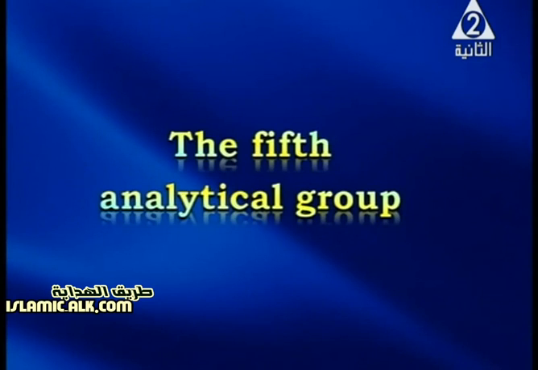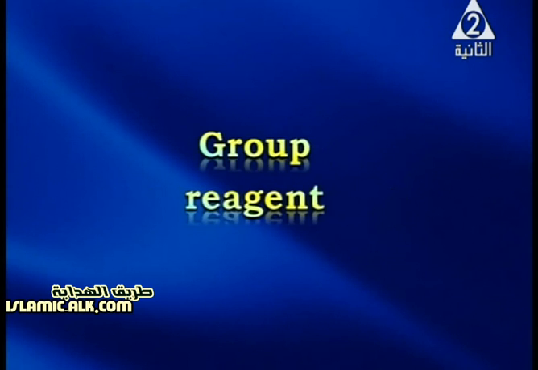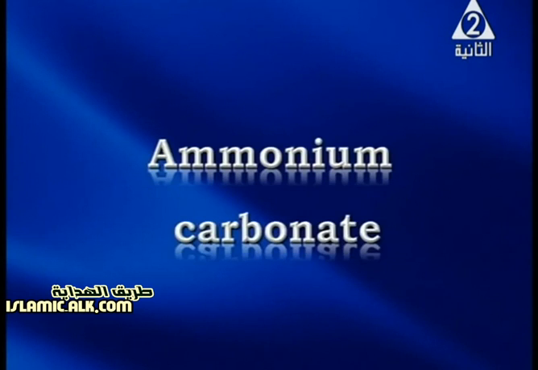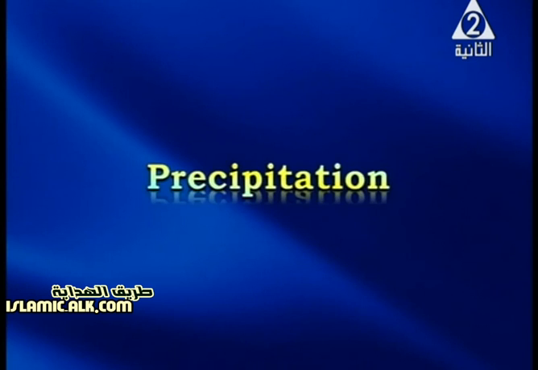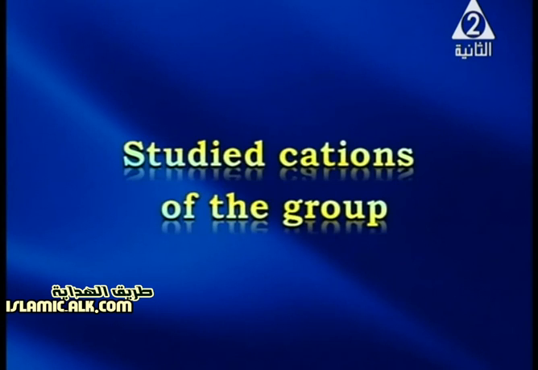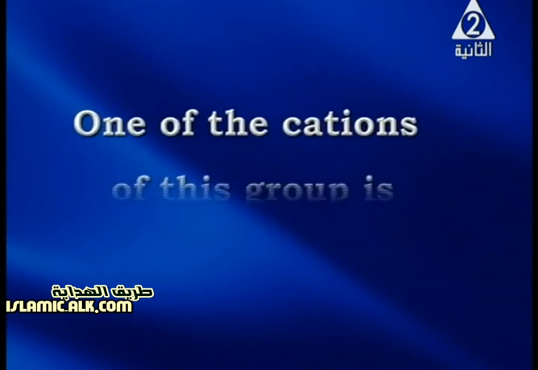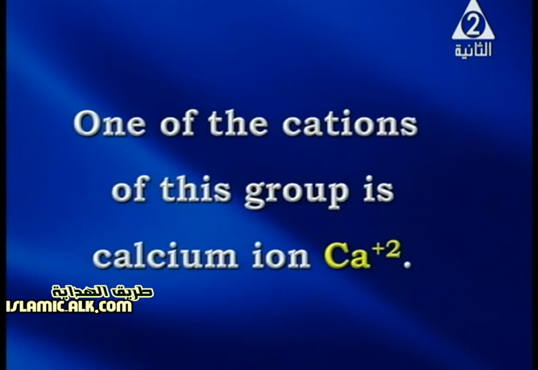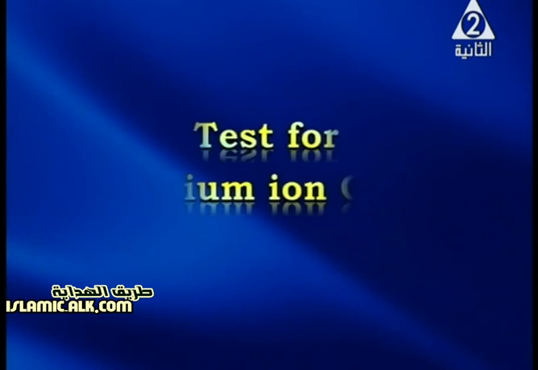Now, my dear student, we are going to discuss the fifth analytical group. The group reagent for the fifth analytical group is ammonium carbonate. Here the precipitated salt is metal carbonate. The studied cation of this group will be the calcium ion, Ca positive 2.